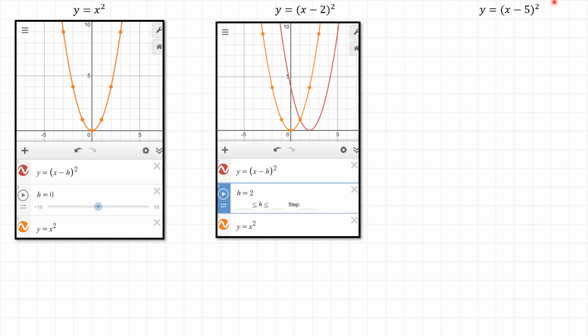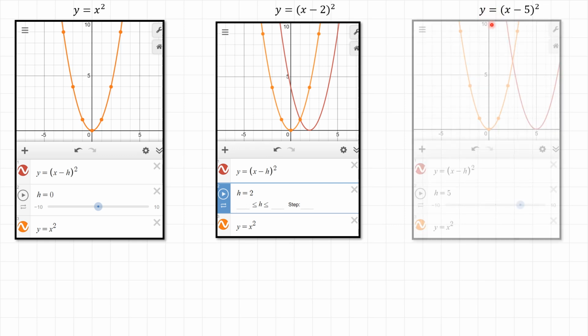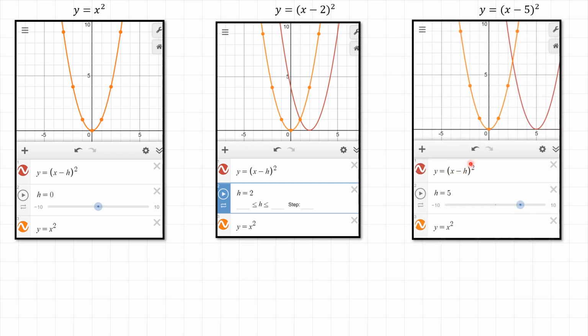Will that hold true over here as well? If I were to graph x minus 5 all squared, so in this case the value of h is positive 5, now it looks like the quadratic has moved even further to the right. And if I count the distance between these vertices, it looks like the vertex has been moved 5 units to the right.